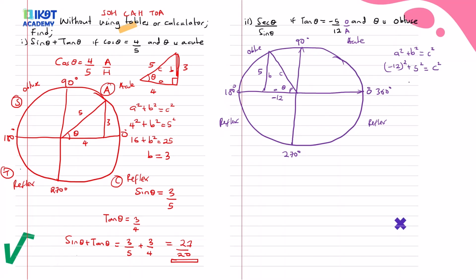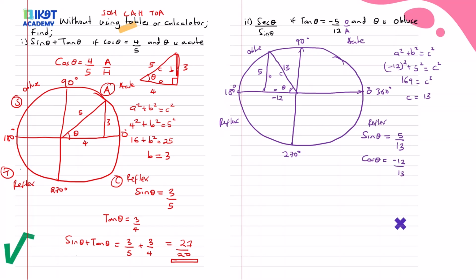So here we have negative 12 squared, sorry, plus 5 squared. This is 169, so C will be the square root of 169. So what do we have here? We have C is 13. Now we can pick out our sine. Sine is going to be opposite out of hypotenuse. So opposite is 5, hypotenuse is 13. And then cos is going to be adjacent, which is negative 12, out of hypotenuse, which is 13.